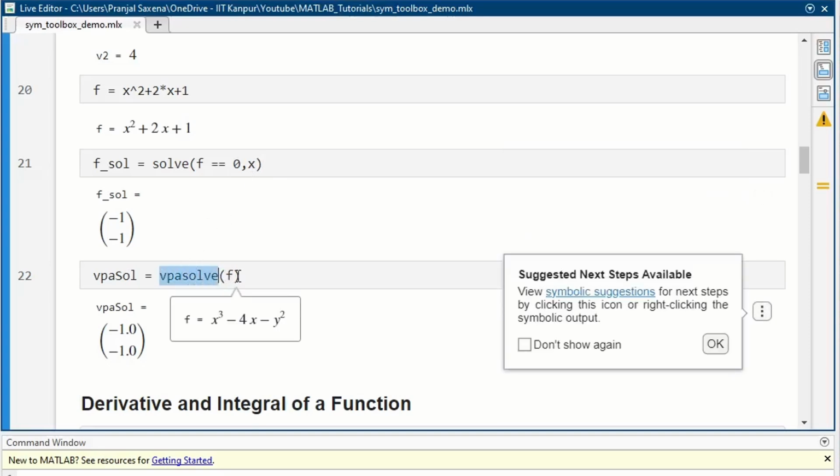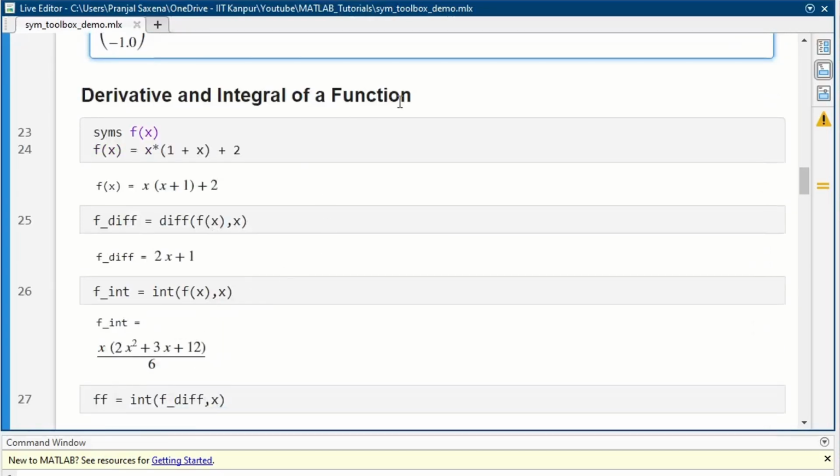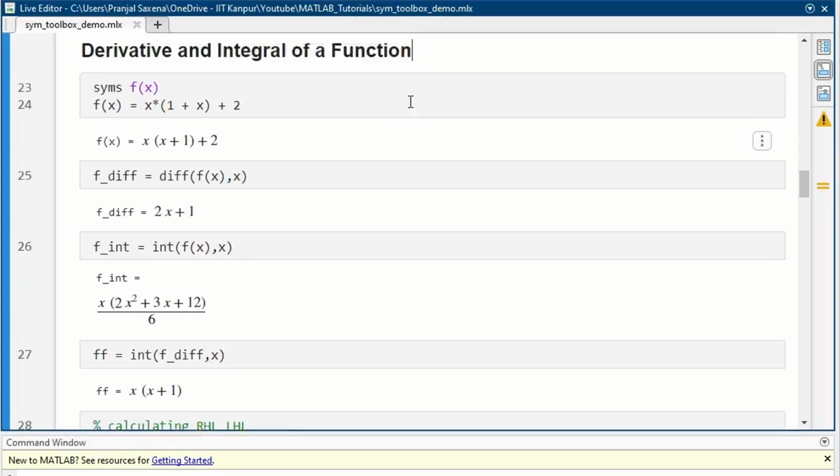Then we don't need to put equals to 0. It is implicit. And we don't need to specify which variable to solve. Even if there are so many variables, it will solve for each of them. Now this is the most powerful thing of symbolic math toolbox.